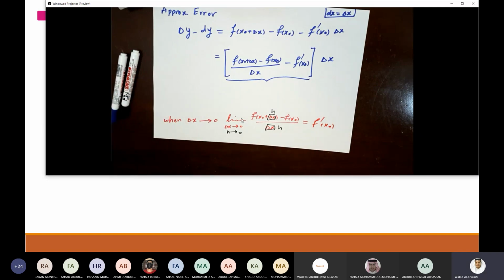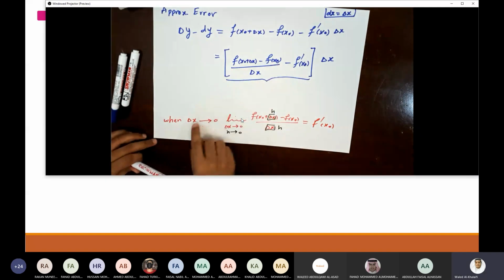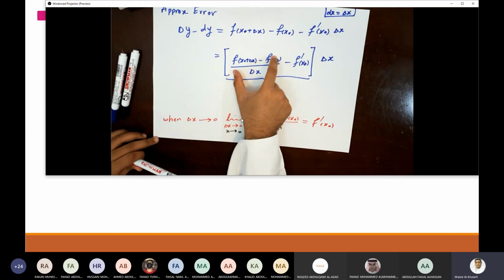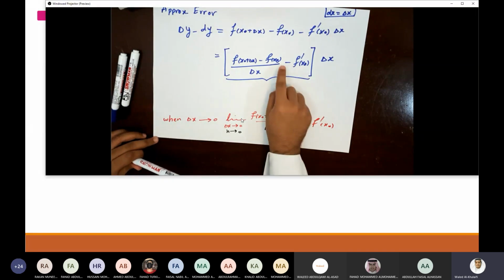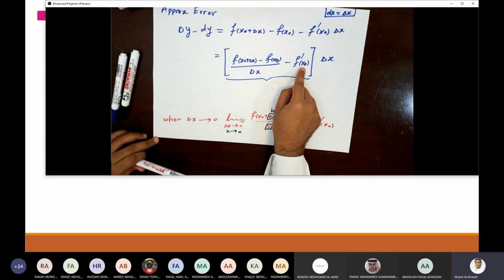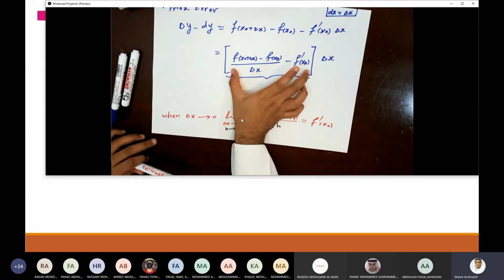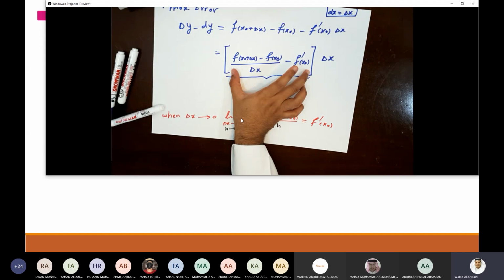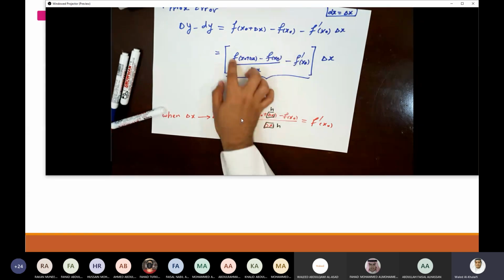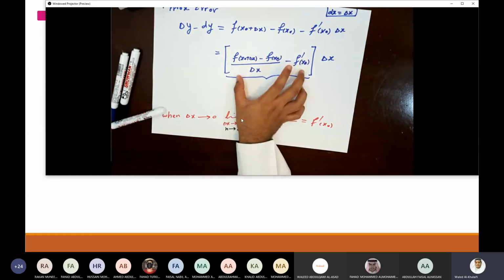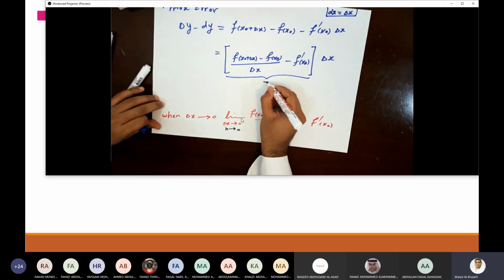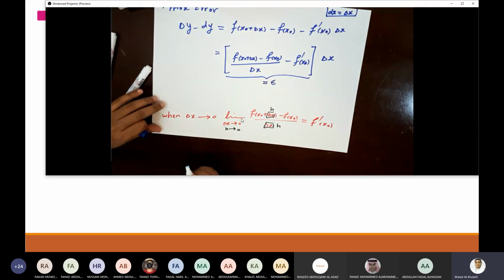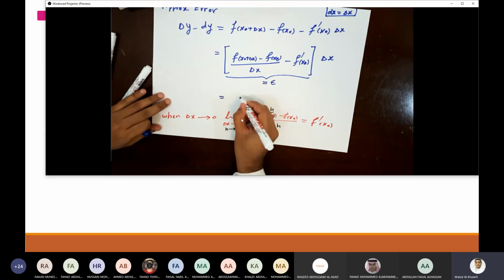Okay. Now let's see, guys: when dx gets small, this quantity gets closer to f prime of x naught, and we are subtracting f prime of x naught. So that means this quantity, the whole quantity between the brackets, is getting smaller and smaller. Since it gets very small, I will call it epsilon. So this is equal to epsilon delta x.